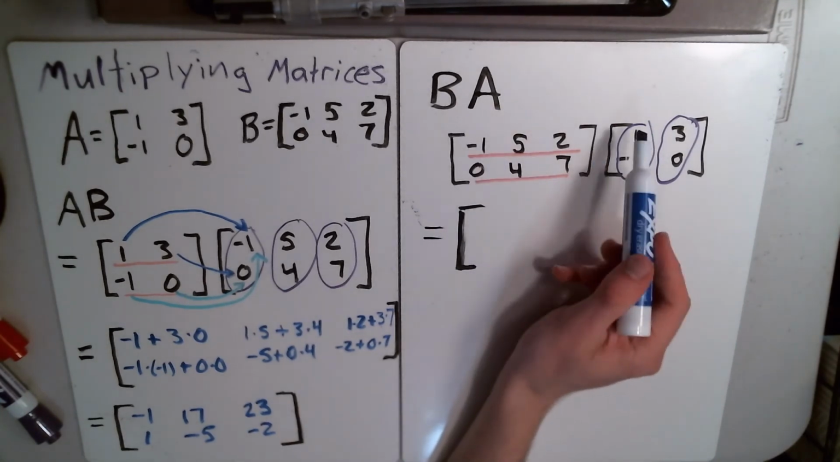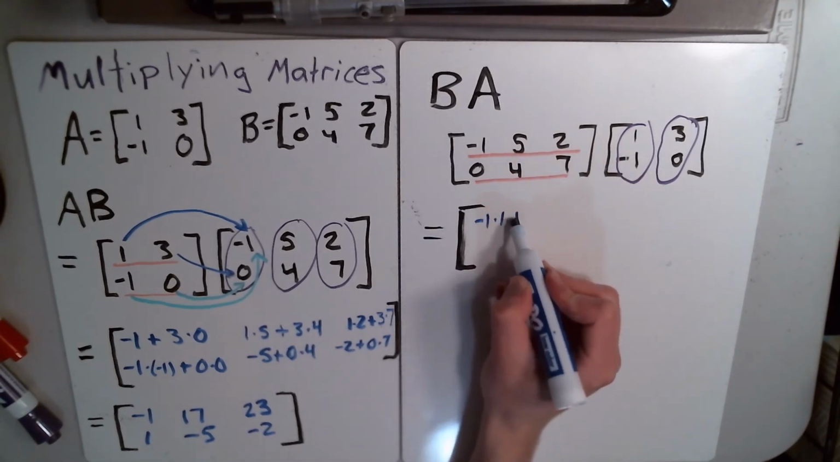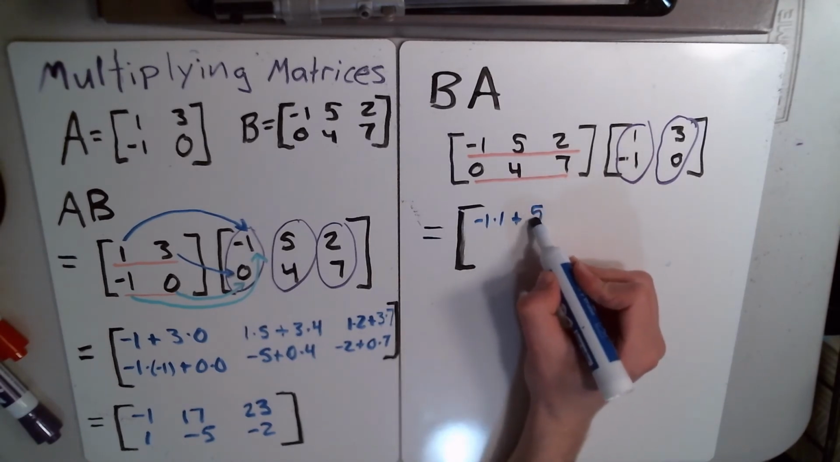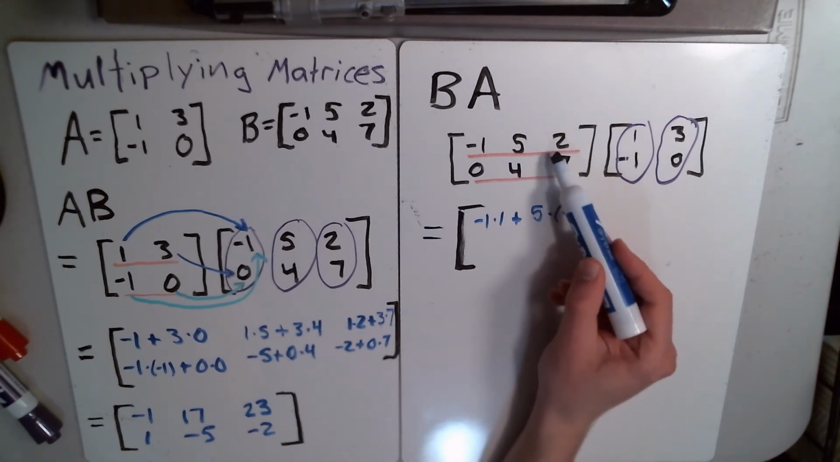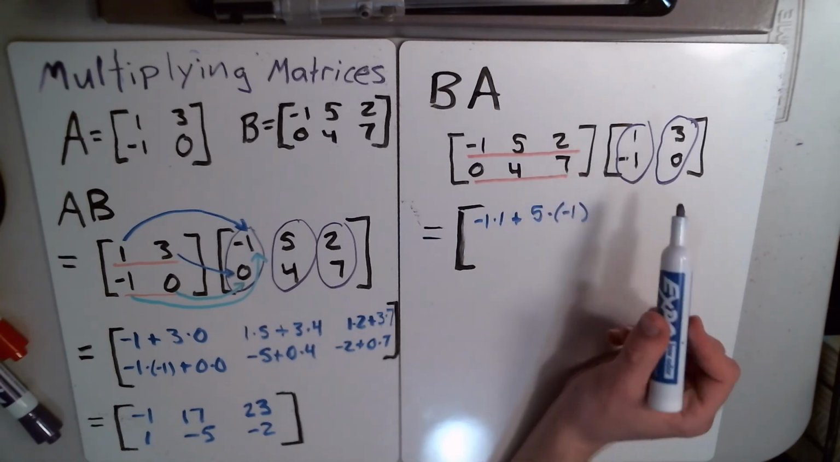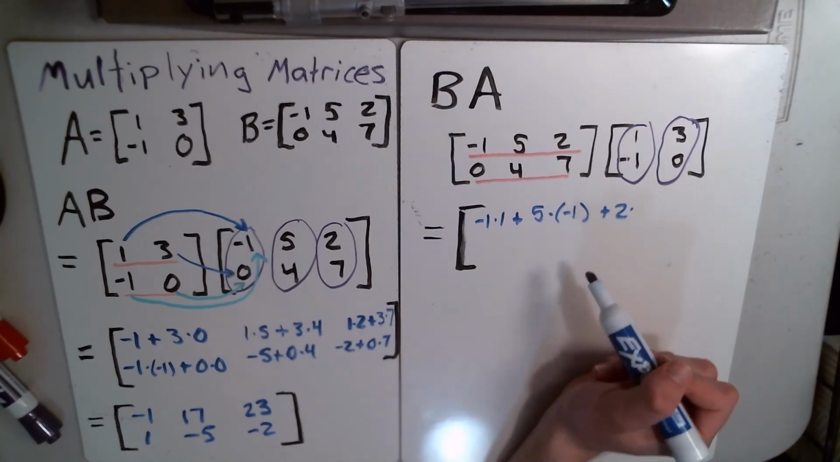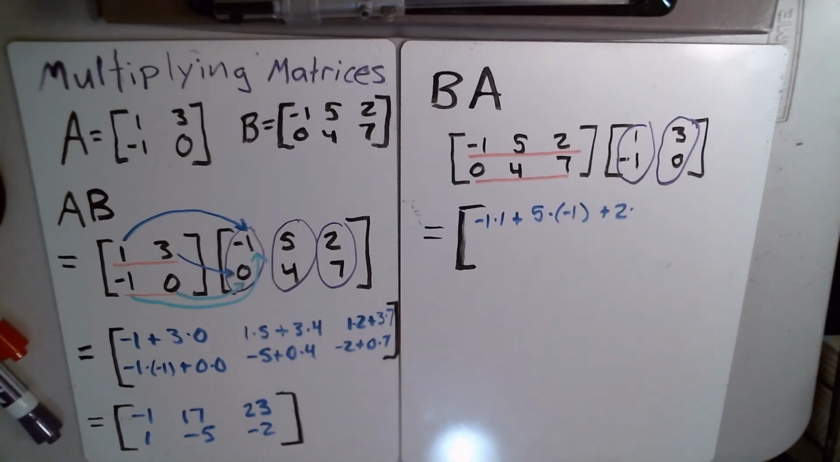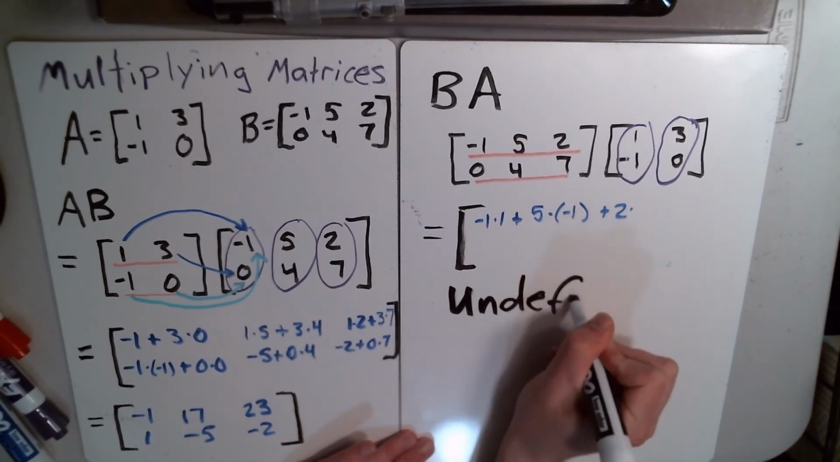So I have negative 1 times 1 plus 5 times negative 1. But then there's a 2 here and there's nothing here. So it would be 2 times something, but there's nothing there, and there should be in order for this product to work. So this matrix multiplication is actually undefined.